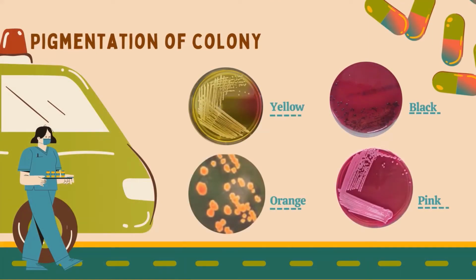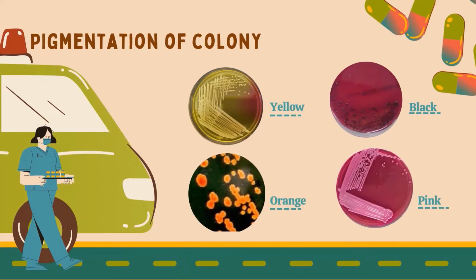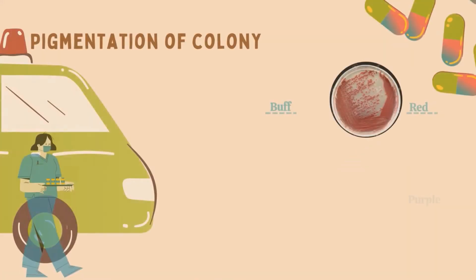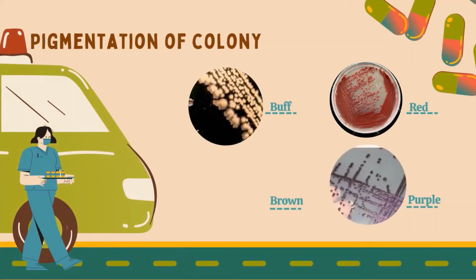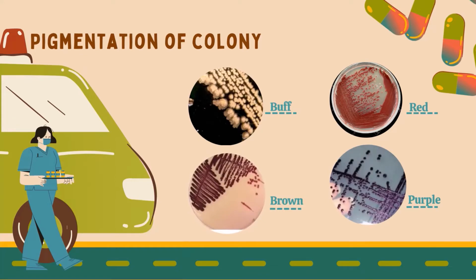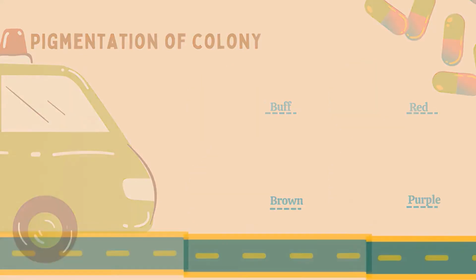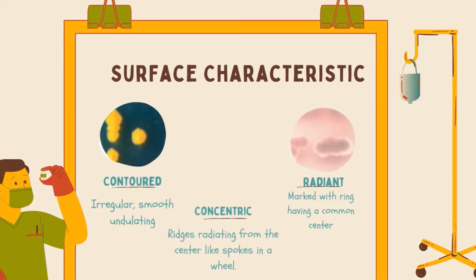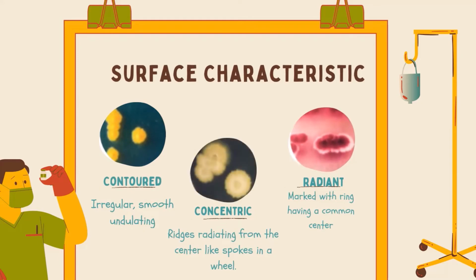Pigmentation of colony: yellow, orange, black, pink, buff, brown, red, and purple. Surface characteristics are contoured: irregular, smooth, undulating. Concentric: ridges radiating from the center like spokes in a wheel. Radiant: marked with rings having a common center.